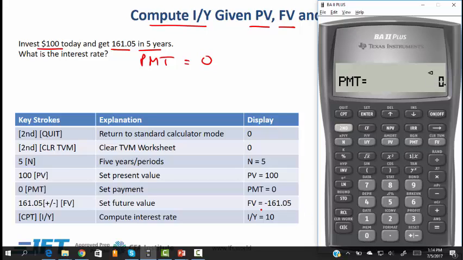The future value is minus 161.05, so 161.05. We need to make this negative. The present value and future value need to have opposite signs. Then we compute the interest rate, and that is the answer. If you give the present value and the future value the same sign, so if you accidentally did not put a negative sign here, then you will get an error.